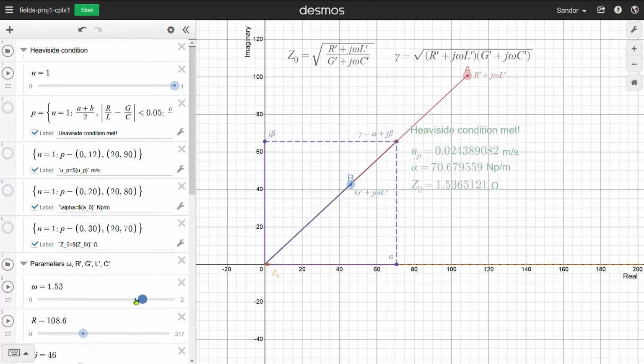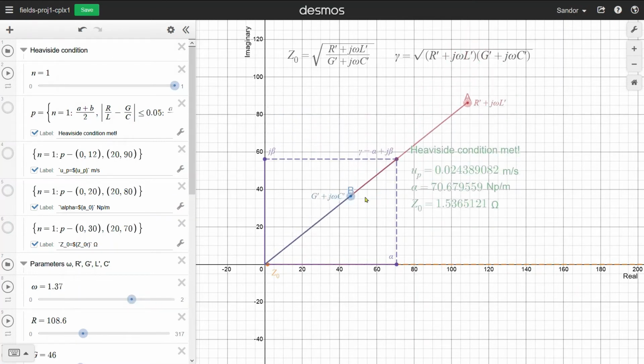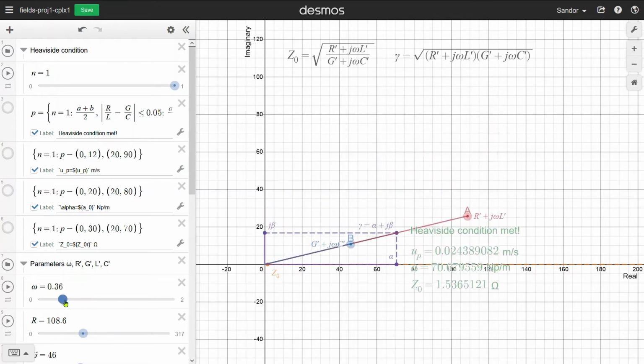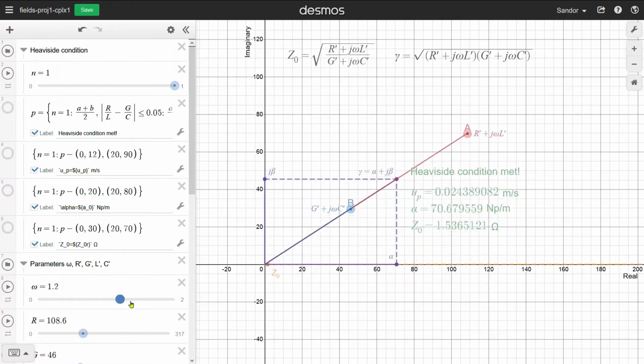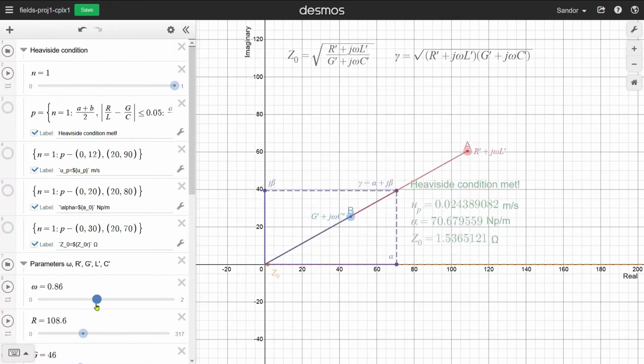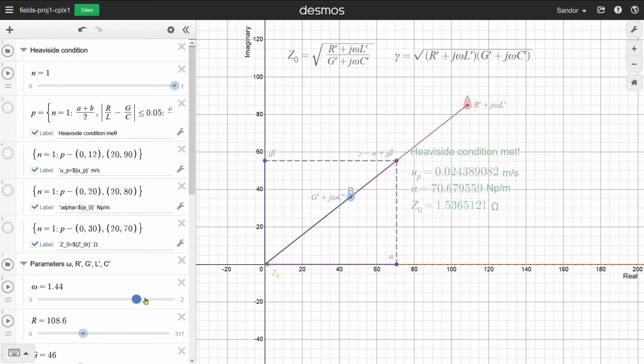It also means that the lengths of A and B are now proportional, so their ratio, which determines the magnitude of Z0, is constant. The effects on alpha and beta are less easy to see, but essentially, with A and B collinear, the projection of gamma onto the real axis, which is alpha, is constant, and the projection onto the imaginary axis, which is beta, is proportional to omega, meaning omega over beta, the propagation velocity, is also constant.